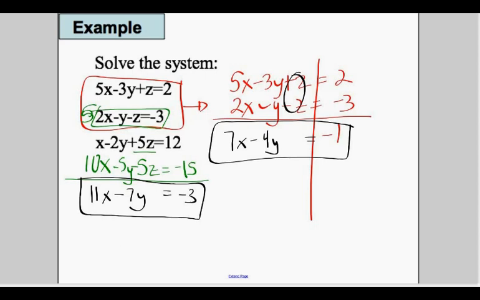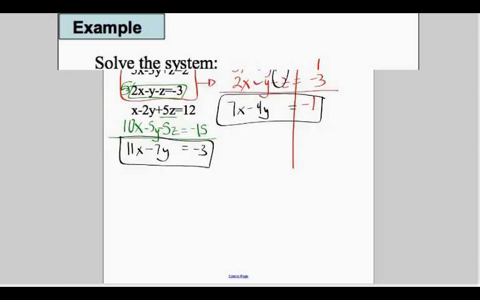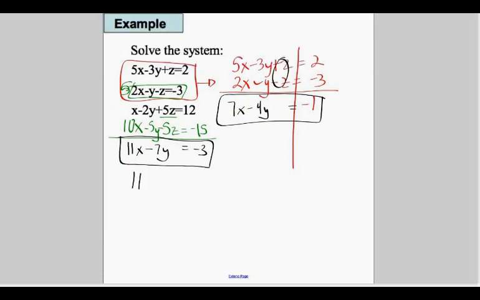So my two equations: 11x minus 7y equals negative 3, and my other equation is 7x minus 4y equals negative 1. So now I'm going to solve for x and y. It's back to basics, back to what we did in class yesterday. I think elimination typically is our best strategy. Honestly, it won't matter in this case.